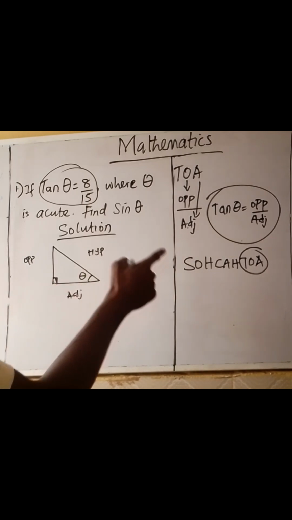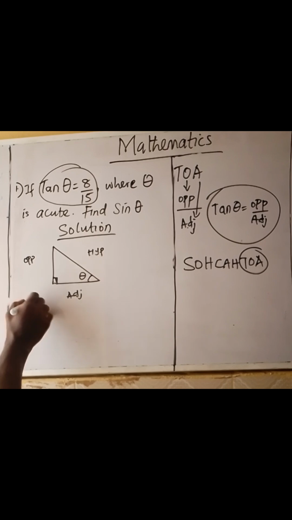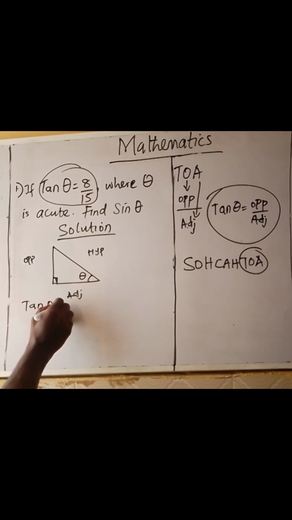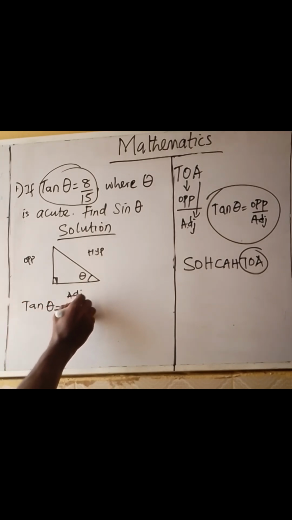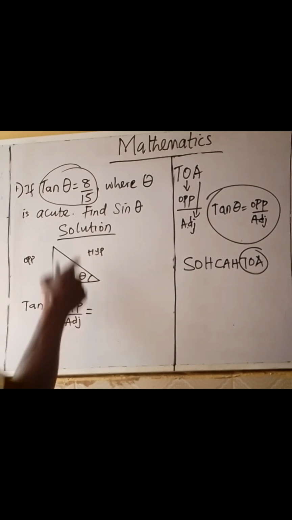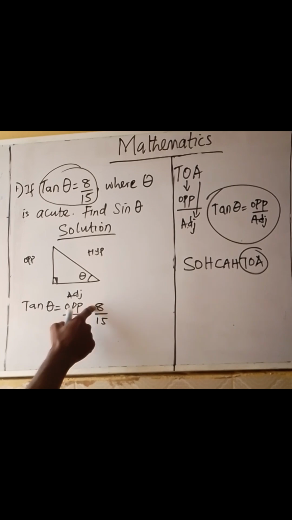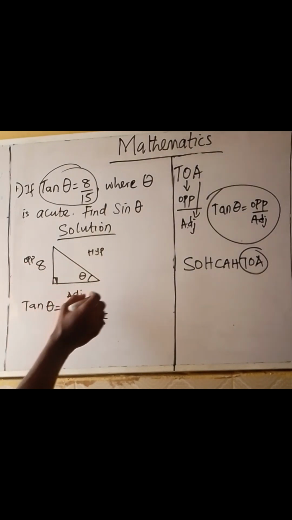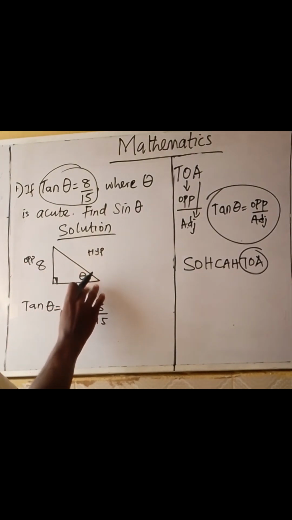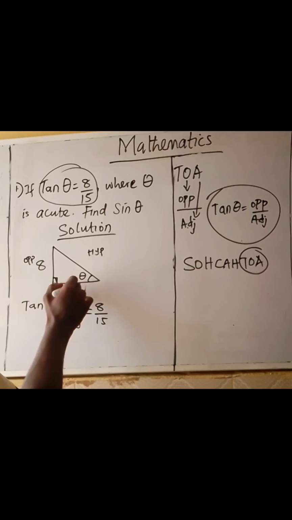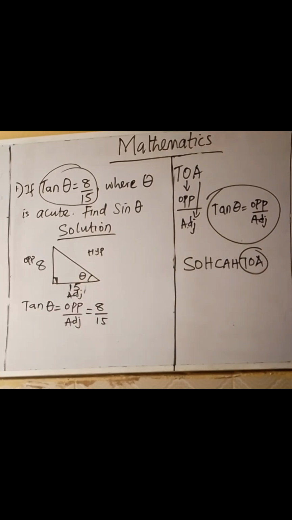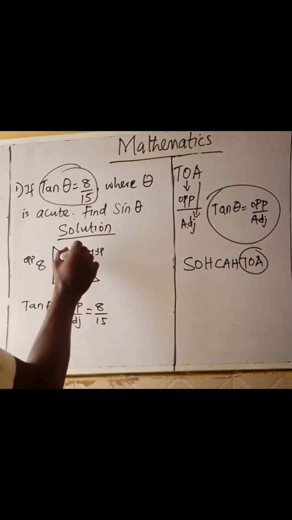Now from here they said tan theta. So my tan theta means opposite over adjacent. So what is opposite? From the question, this is 8 over 15. I'm putting my opposite as 8 and my adjacent as 15. This part is 15. The opposite is where theta is facing.